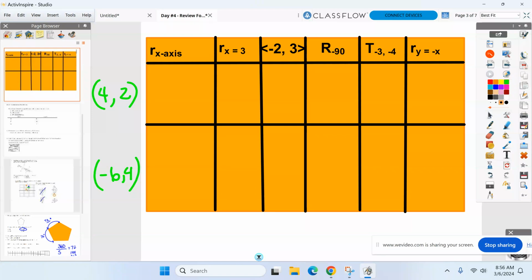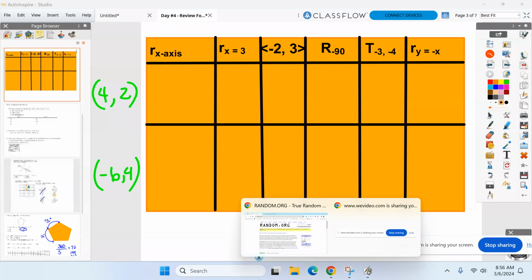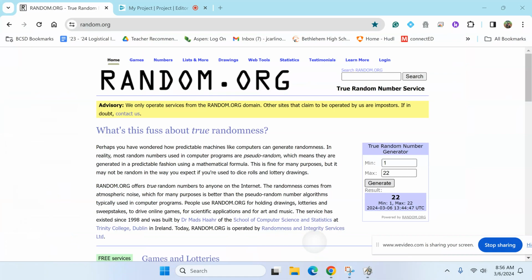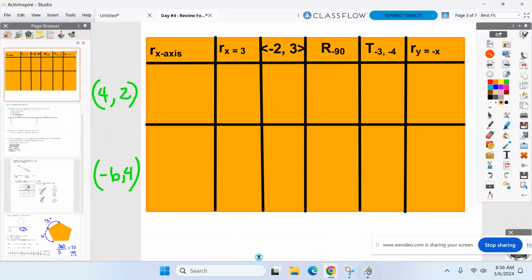All right, ready to roll. Let's do this. Here we go. First one, that is notation for a reflection over the x-axis. Reflection over the x-axis. Where is 4, 2 going? All right, Jonathan got that first one. Where's 4, 2 going, big dog? 4, -2. Good start. That's going to 4, -2.